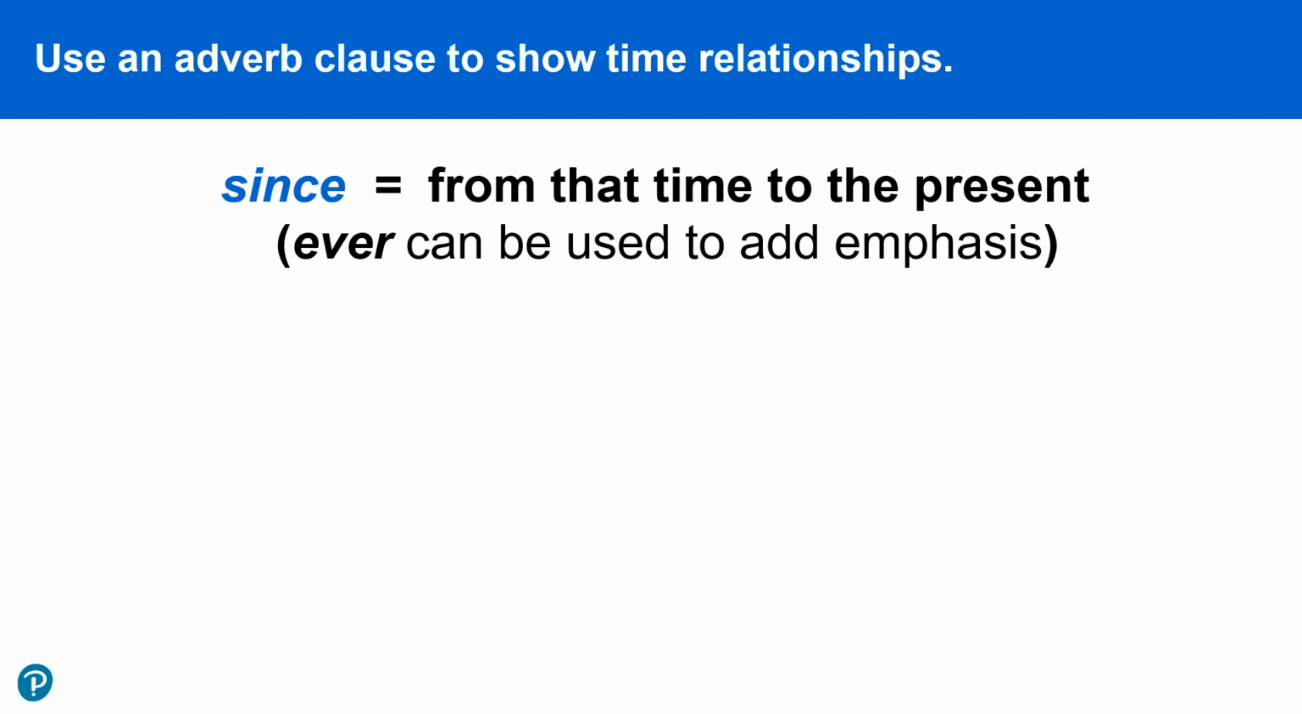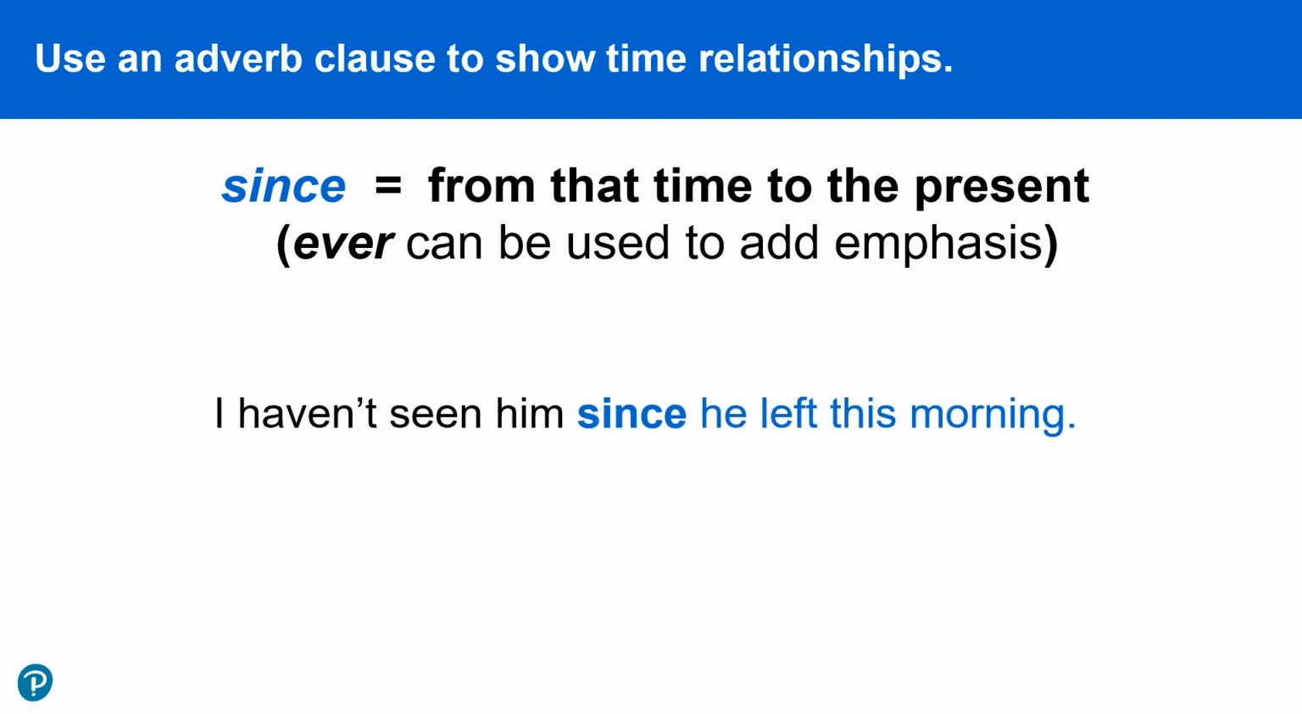Since means from that time to the present. We know this from studying our perfect tenses, especially present perfect. So ever can also be added to add emphasis that it was this entire time, this whole time from point one to the present. I haven't seen him since he left this morning. So he left this morning was the beginning point in time, and I haven't seen him that entire time from when I left this morning up until now.